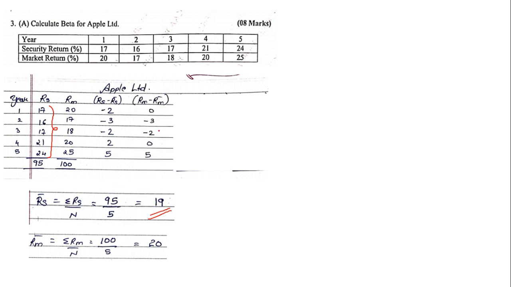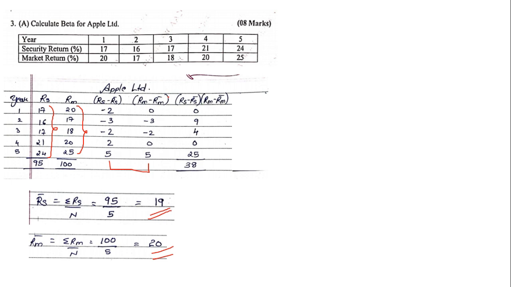Next is RM minus RM bar. So all the values of RM minus RM bar: 20 minus 20 is 0, 17 minus 20 is negative 3, 18 minus 20 is negative 2, 20 minus 20 is 0, 25 minus 20 is 5. Once you get that, you need to multiply these two values. That will be our next column, RS minus RS bar into RM minus RM bar. Negative 2 into 0 is 0, negative 3 into negative 3 is 9, negative 2 into negative 2 is 4, 2 into 0 is 0, 5 into 5 is 25. We add up and we get 38.